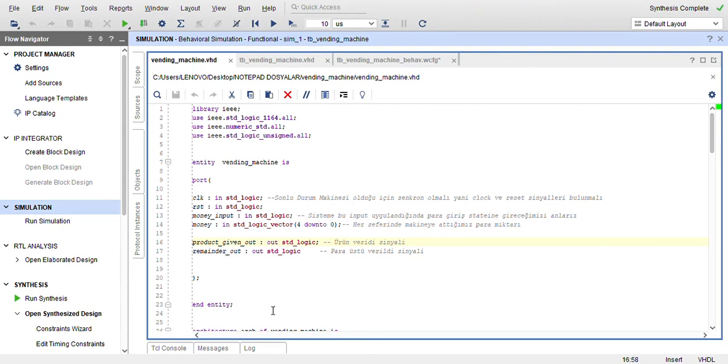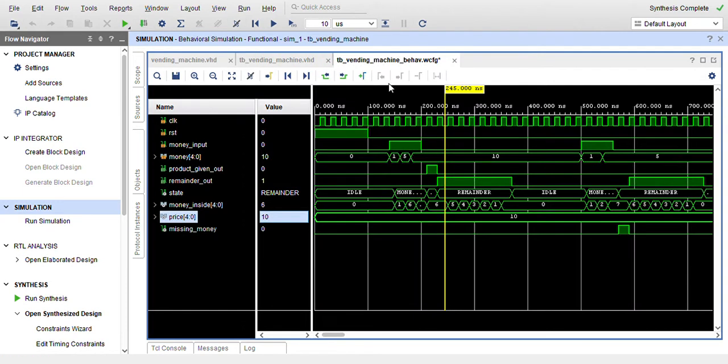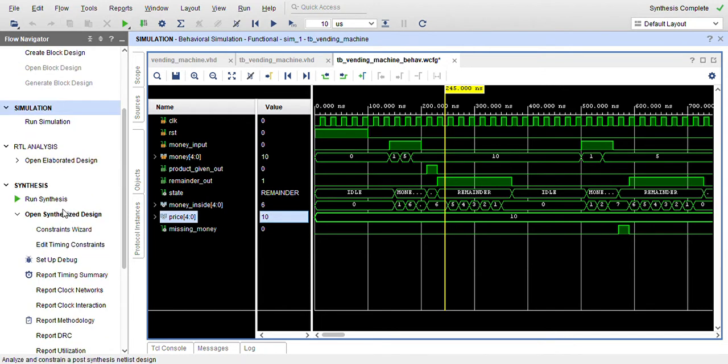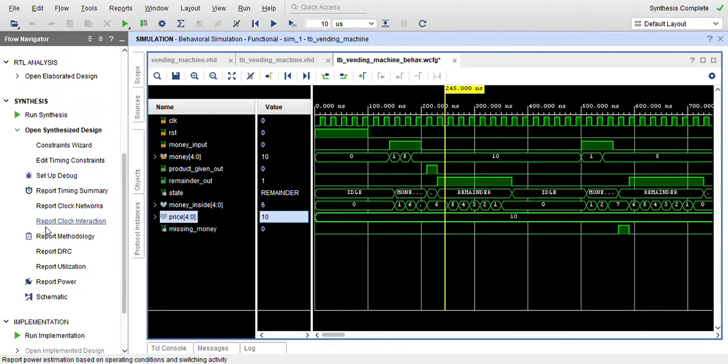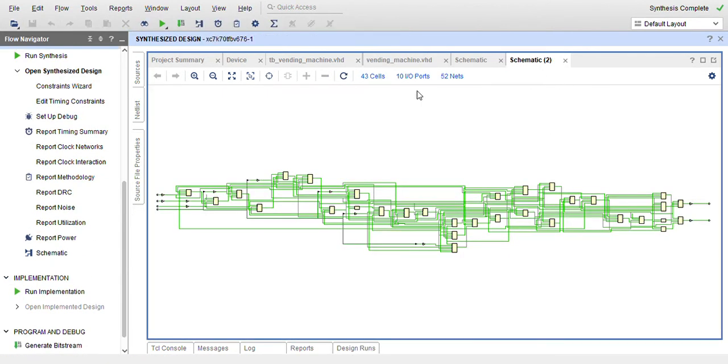Hello everyone. In this project we're going to look at how we can encode a vending machine with VHDL. First of all, we are going to examine our code, then our test bench, then our simulation. At the end of the video we are going to look at our synthesis schematic.